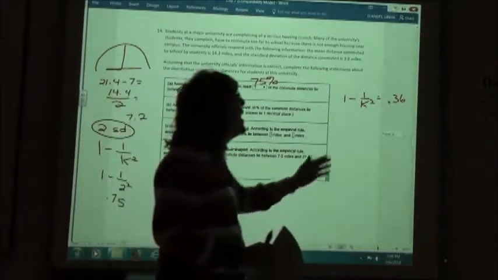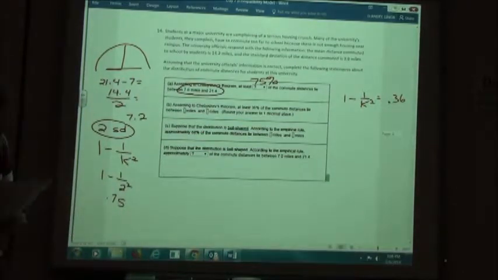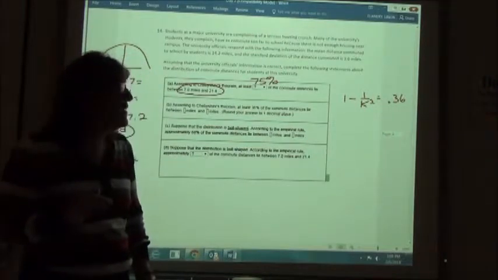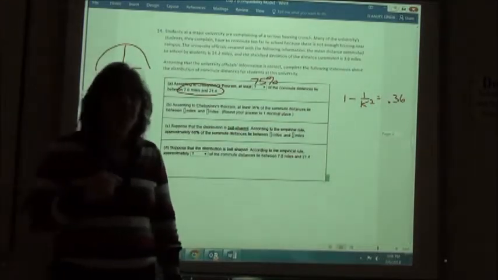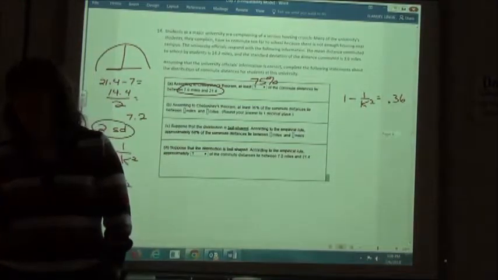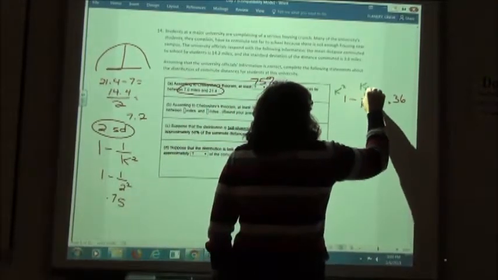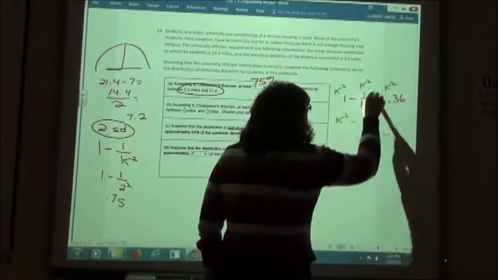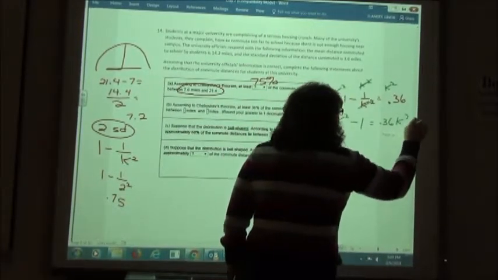So if I want to solve this for k, first thing I might want to do is what? Multiply by, if I want to get rid of that fraction, what's in the bottom of my fraction? The k squared. So I'm going to multiply by k squared because I want to get rid of that fraction besides my variables in the denominator. So I'm going to have k squared minus, this is going to cancel, so 1 equals 0.36 k squared.